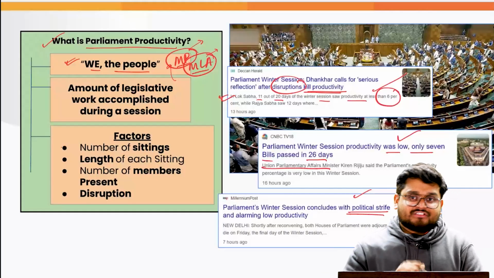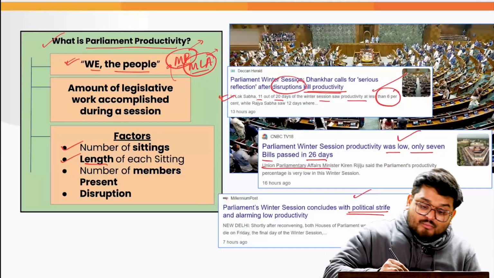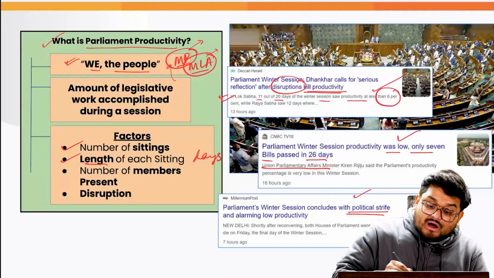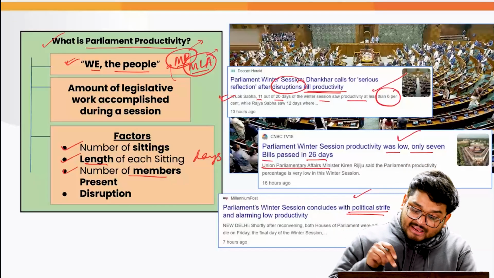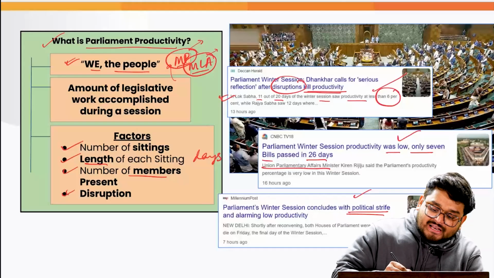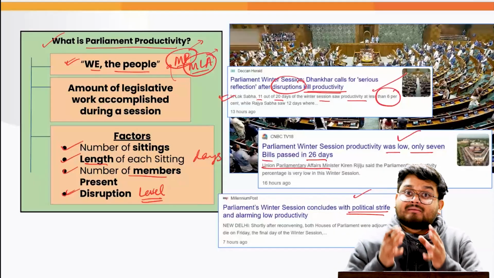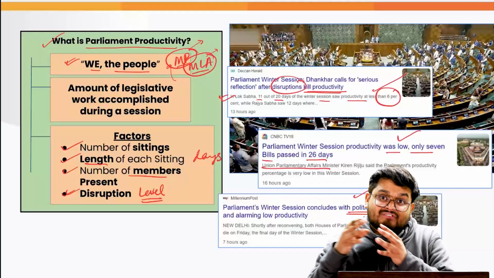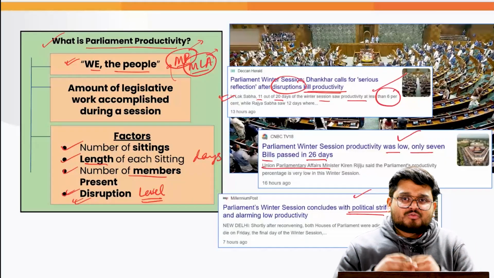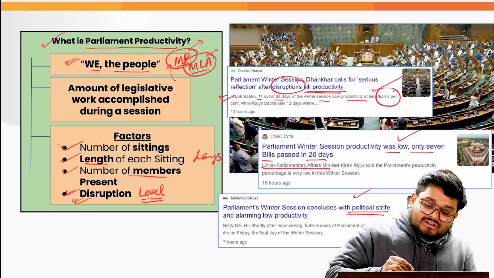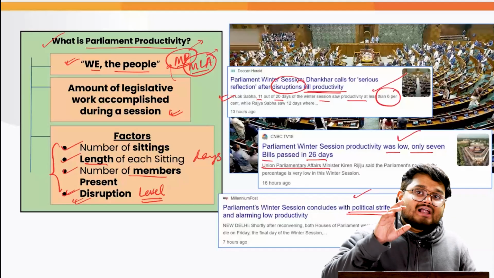Now, what are the various factors for the same? Firstly, how many sittings occurred? What was the length of each sitting, or how many days? Next, how many members of parliament or legislative assembly were present at that particular session on each of the days? Then, what is the level of disruption? What is the degree of disruption? Did the debates go on progressively? Were the bills debated and discussed effectively in the parliament, or was there too much sloganeering, too much shouting, too much ruckus, due to which this entire legislative work was not able to see the light of day? So that is what we mean by parliament productivity.